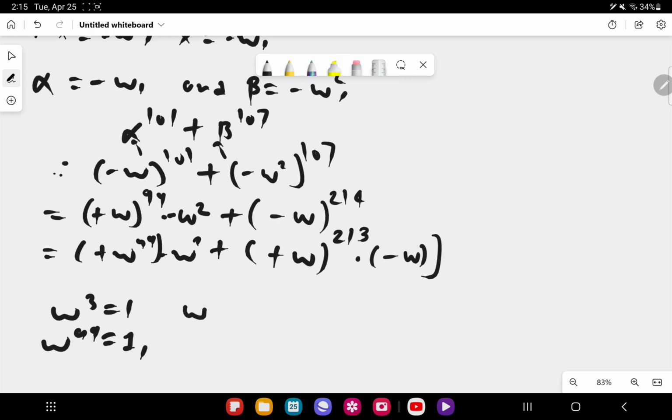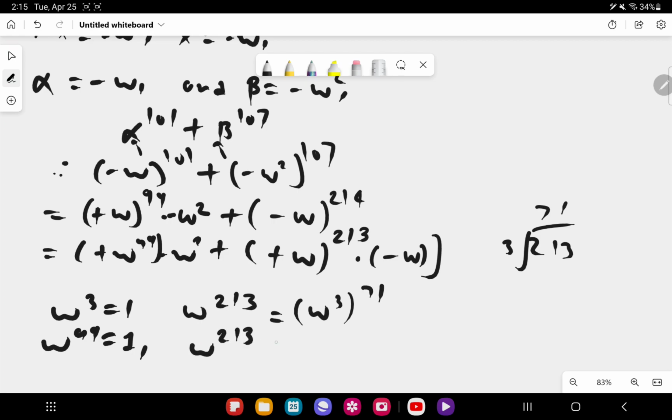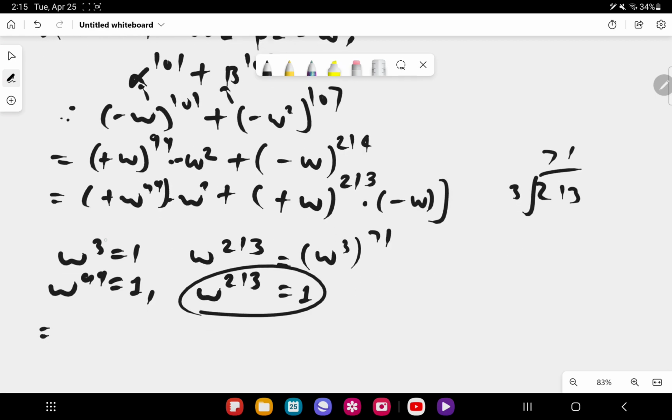omega to the power 213 is equal to omega cube to the power of 71. Therefore, omega to the power of 213 is also equal to 1. Therefore, this is equal to minus omega square minus omega.